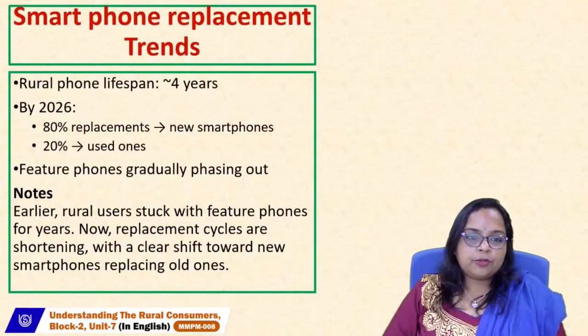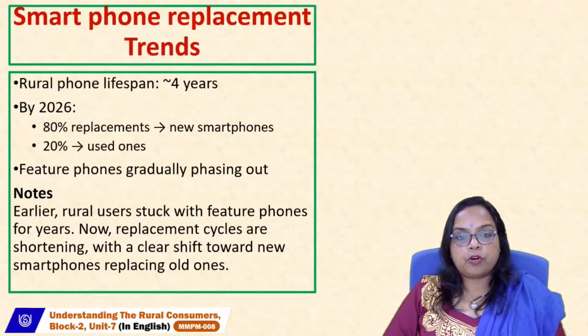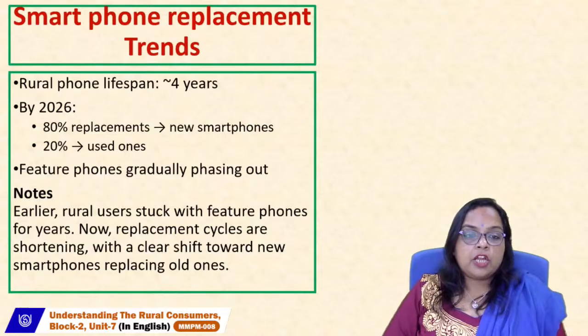that people are replacing their old phone with a smart Android phone. Rural phone lifespan is usually between 1 to 4 years. By 2026, it is expected by surveys that 80% replacement will happen. People will replace their old phone with a new phone, almost 80%. 20% will replace with used ones, and feature phones are gradually phasing out.